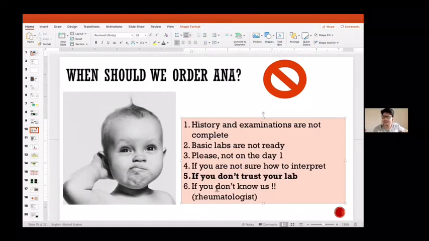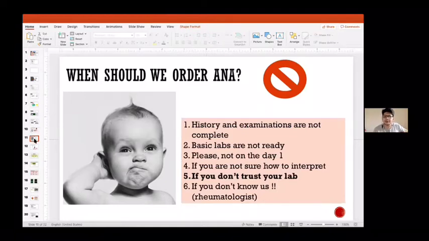Next, I'm not exaggerating, but once you have an ANA report, if you know a rheumatologist, or if a rheumatologist is in your hospital, please contact them: we have a patient who has come with this manifestation and this is the ANA report, how to go ahead. That will help you a lot.